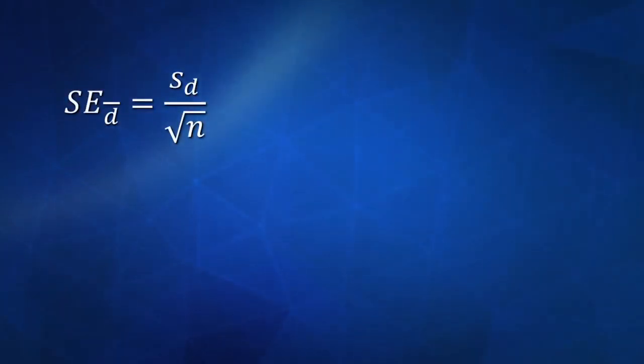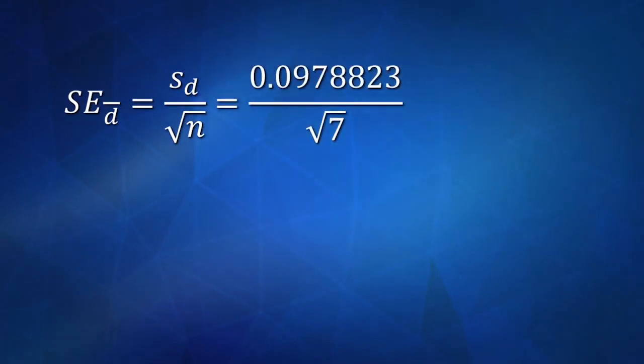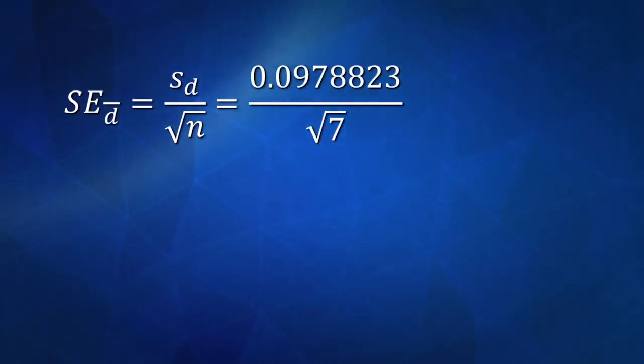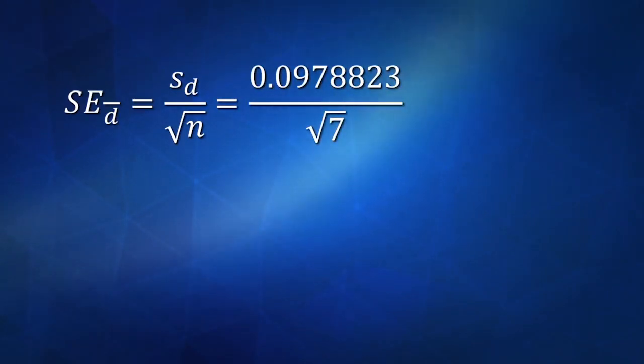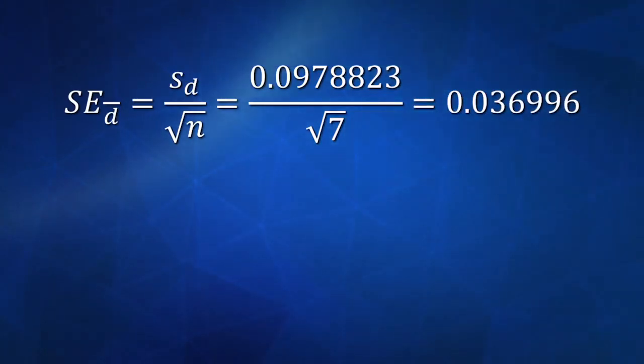Now, we don't know the population standard deviation here. And so instead of using a normal distribution, we're going to have to rely on the t-distribution when we calculate our test statistic. The standard error of d bar is going to be calculated as follows. So we're going to take first the standard deviation of d, which is 0.097, and divide by the square root of n. In this case, it's the square root of 7. So when we solve for the standard error, we get approximately 0.0369.